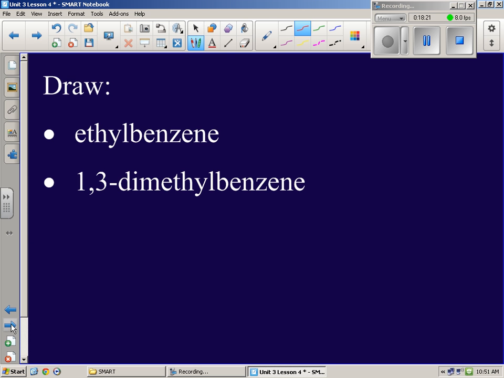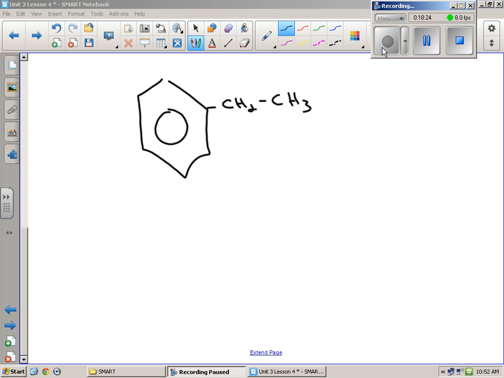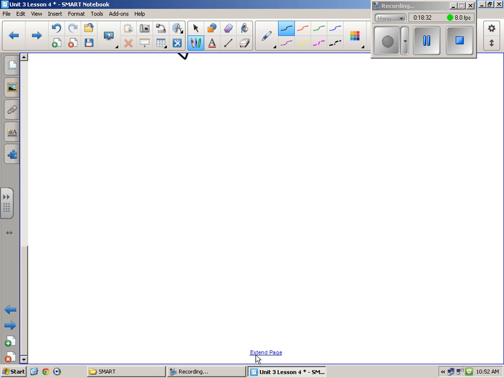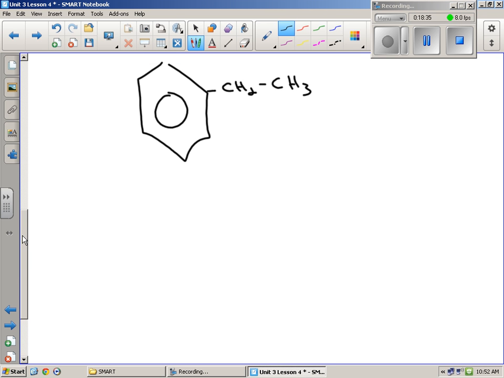Let's go ahead and draw these guys. Okay. So there's ethylbenzene. Ethylbenzene. And 1,3-dimethylbenzene. So, and 1 and 3 have methyls, I guess. And I chose to put them there. As long as they're 2 away, that's fine. So there's 1,3-dimethylbenzene. Okay.